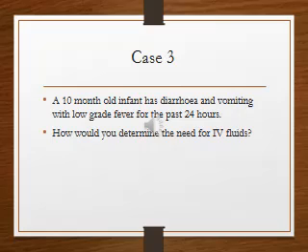You keep reassessing them. If the child's passing urine and the dehydration is not progressing, then you would stick to your plan. If the dehydration is getting worse and if the child is not keeping it down, then you would want to consider putting an IV cannula in and giving some IV fluids and correcting the dehydration as usual. Right.